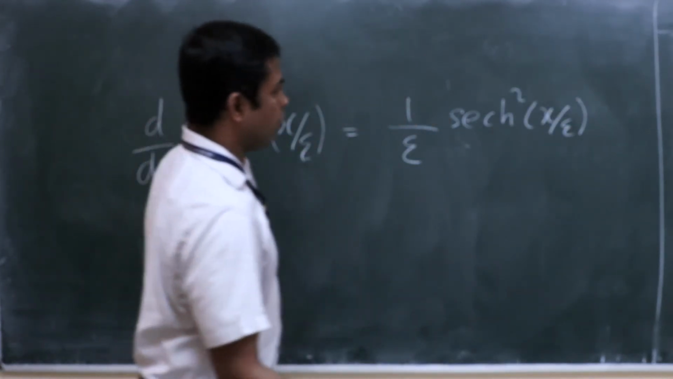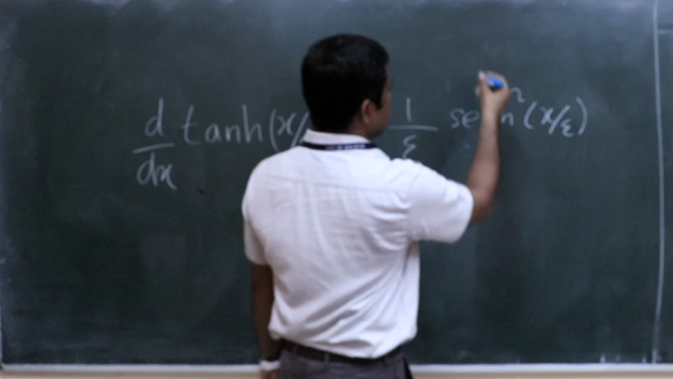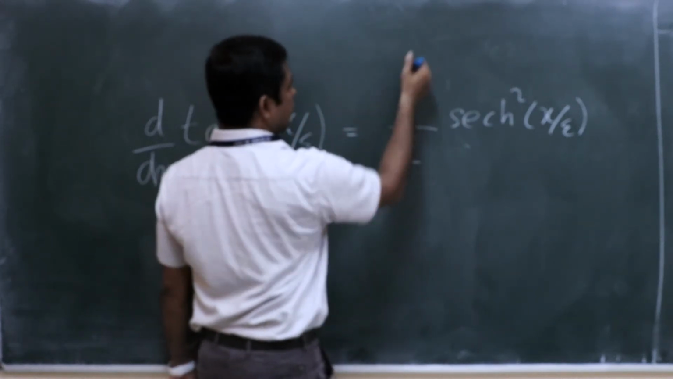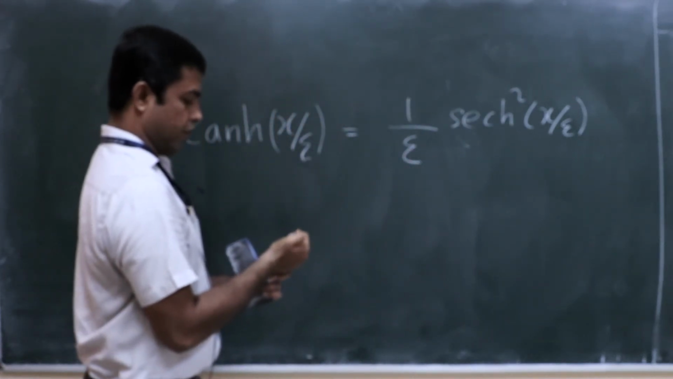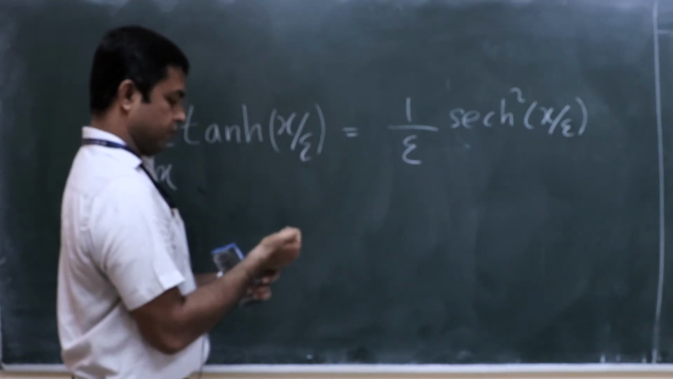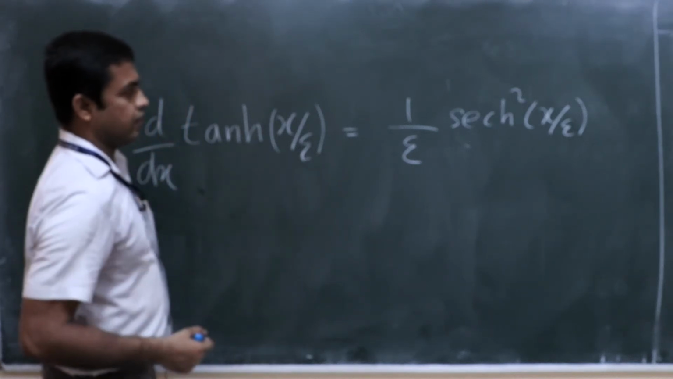If you do not understand, there is an exercise. Go and find out the derivative of tan hyperbolic x, which is equal to sec hyperbolic square x, the square of sec hyperbolic. So that you do as an exercise.